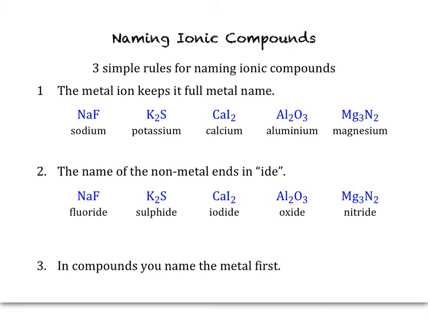Rule 3, the metal name comes first. So NaF is sodium fluoride, K2S, potassium sulfide, CaI2, calcium iodide, Al2O3, aluminium oxide, Mg3N2, magnesium nitride.